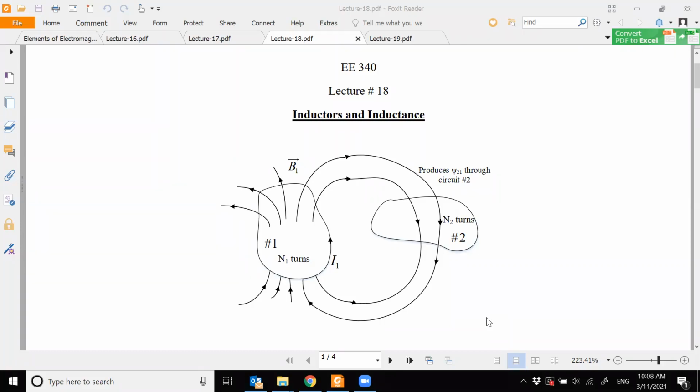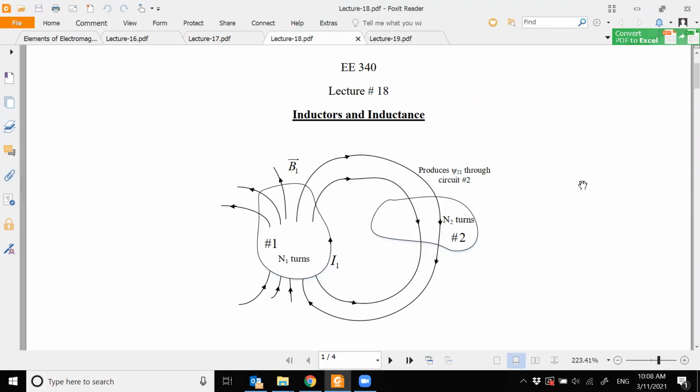This is good. So at least you remember this. So 89% said true, and the correct answer is true. Yes, the normal component of the magnetic flux density is continuous across the interface separating the two mediums.